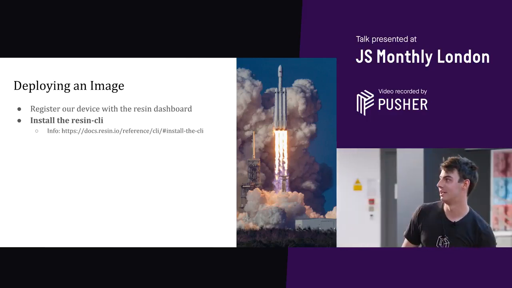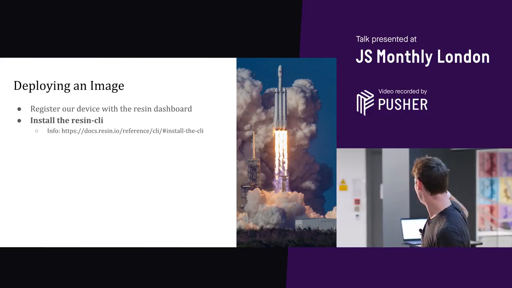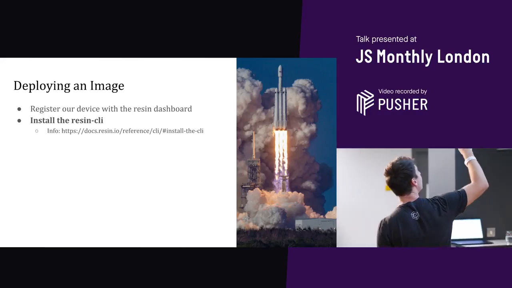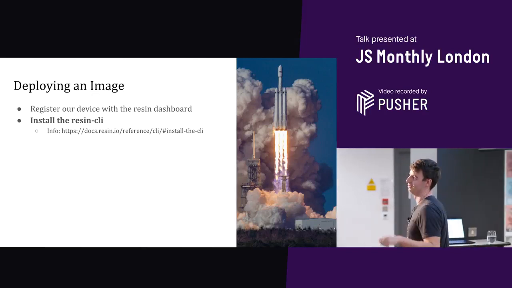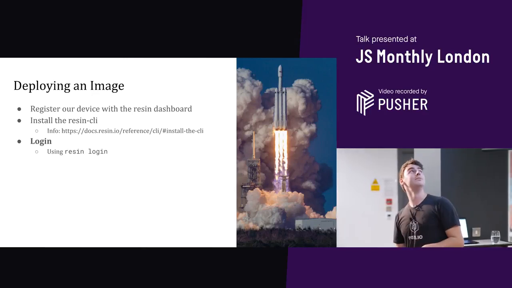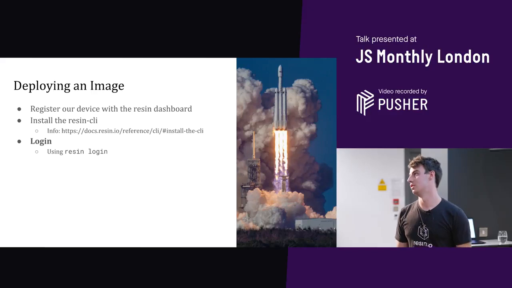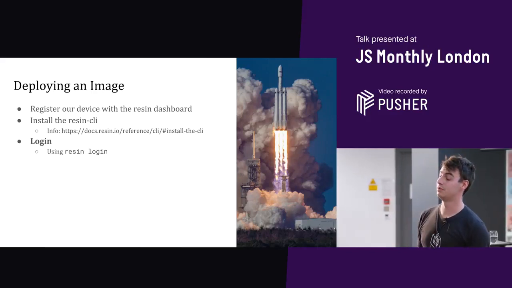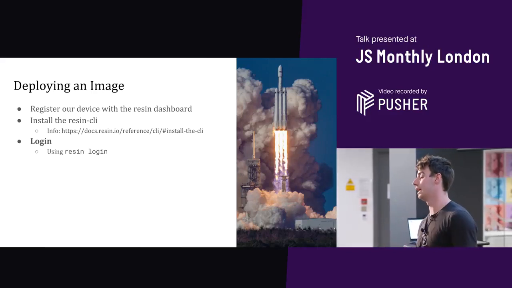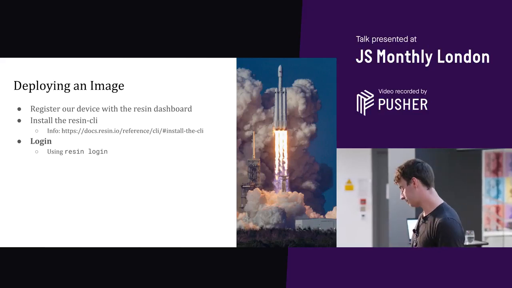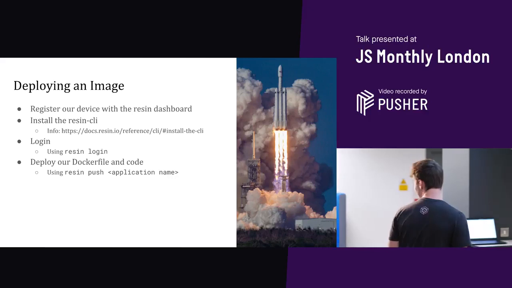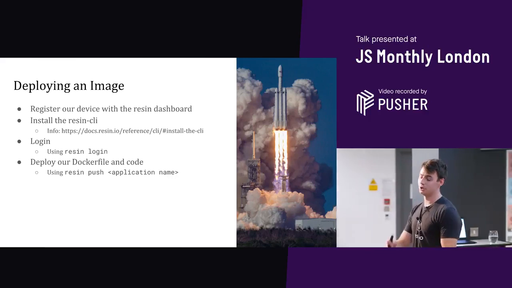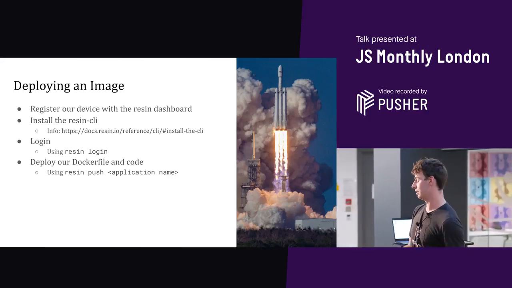You would install the Resin CLI. Again, if you want more information on this, we can look at the documentation, but in general, you just install the Resin CLI. You do a resin login, which would take your user account and associate it with your local instance of Resin CLI. Now, here comes the magic. So we would use resin push. So you would do resin push and then whatever your application name is.